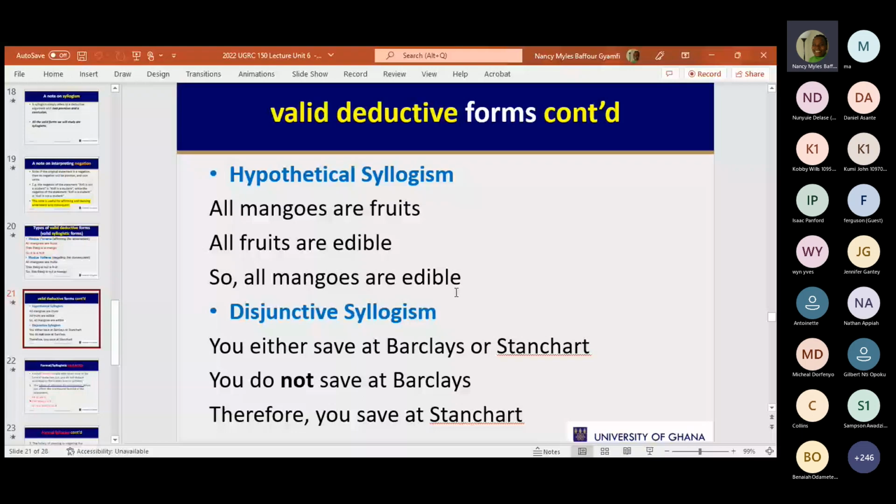So if you study, then you will pass. If you pass, we will travel to Dubai. Then it means if you study, we will travel to Dubai. Finished.